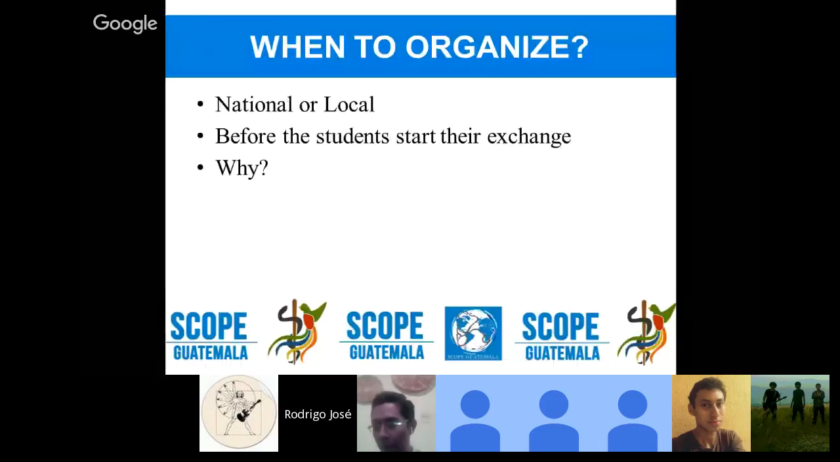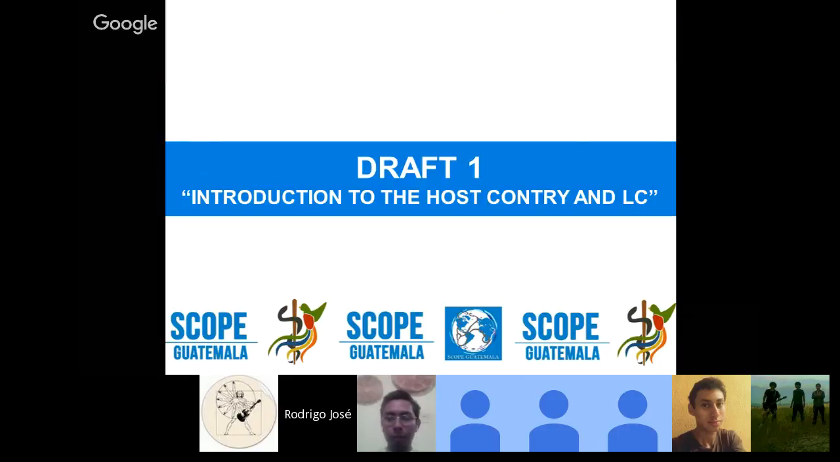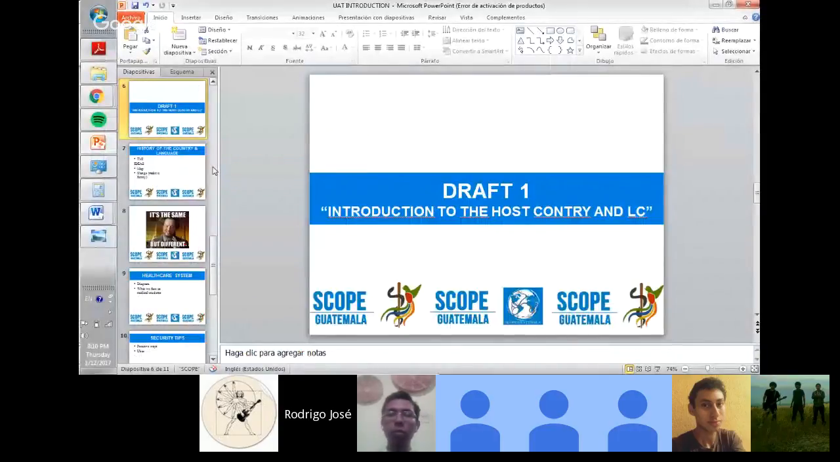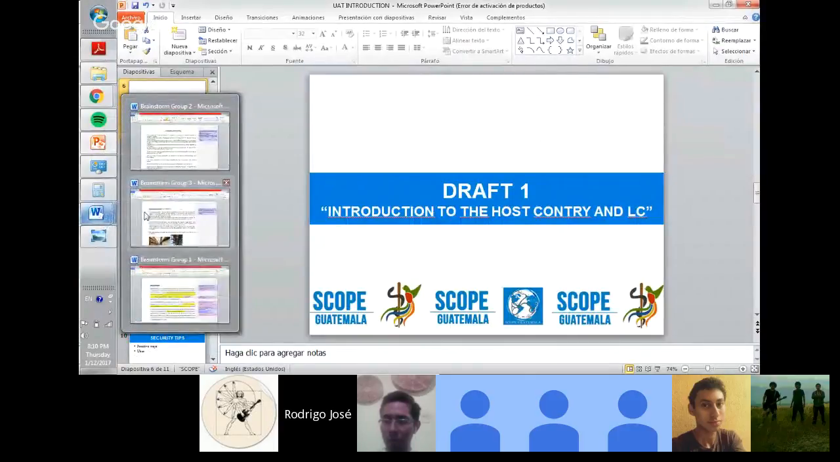We can organize it on a national or on a local level. And this manual is done on a national level because everybody that arrives to Guatemala will be using this manual. We must send the manual before the exchange student arrives to Guatemala. So we're gonna discuss the draft. Draft number one was the introduction to the host country and the local committee.